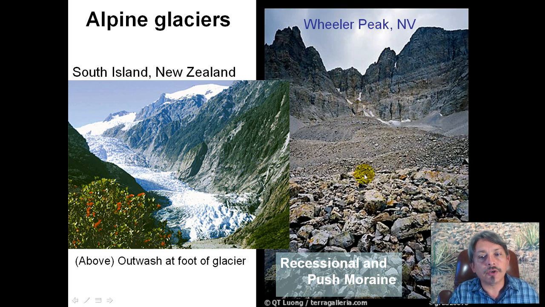All of this recessional and push moraine forms these irregular terraces of graveled accumulations on the way up to the top of the mountain. Here we see a glacier beginning to ablate, in which it's evaporating and melting away, and it leaves what they call an outwash at the foot of the glacier.